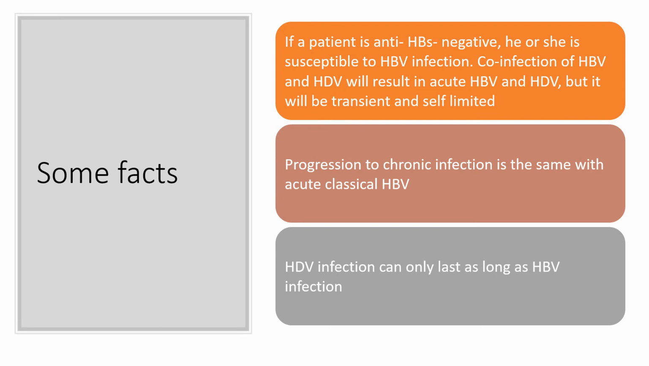There are some facts that we need to share together. If a patient is anti-hepatitis B surface antigen negative, he or she is susceptible to hepatitis B virus infection. Co-infection of hepatitis B and D will result in acute hepatitis B and D, but it will be transient and self-limited. Progression to chronic infection is the same as with acute classical hepatitis B virus. In other words, the presence of hepatitis B virus would determine the progression to chronicity. Hepatitis D virus infection can only last as long as hepatitis B virus infection will last.